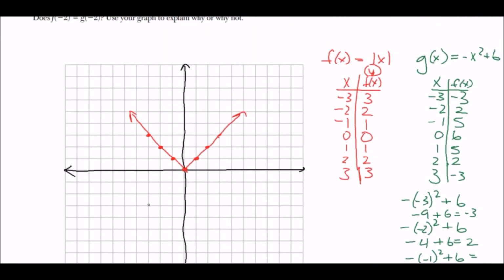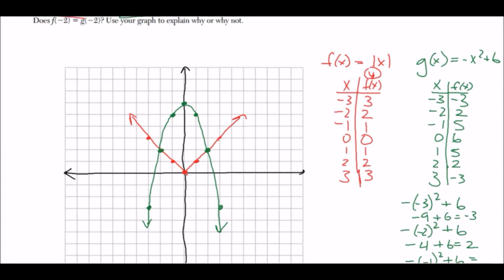-3, -3. -2, 2. -1, 5. 0, 6. 1, 5. 2, 2. 3, -3. I'll connect this, and this would be a nice little parabola shape here.